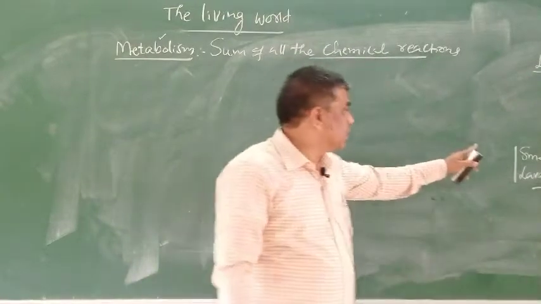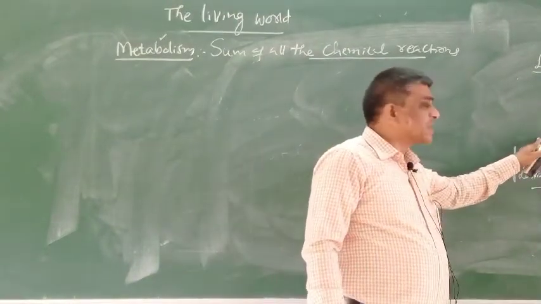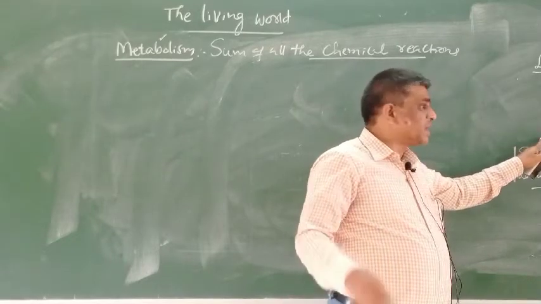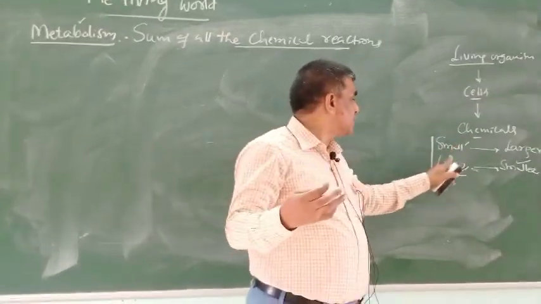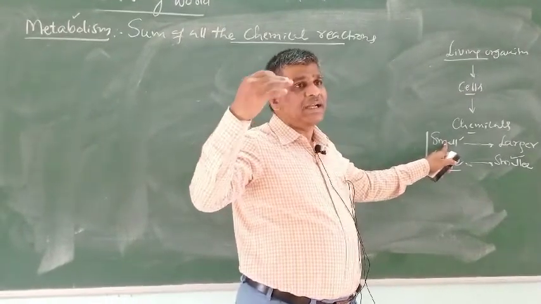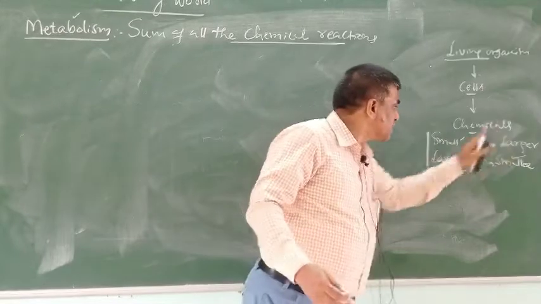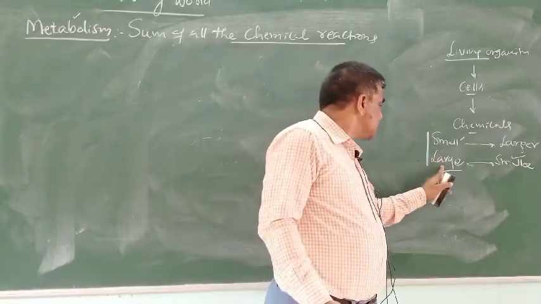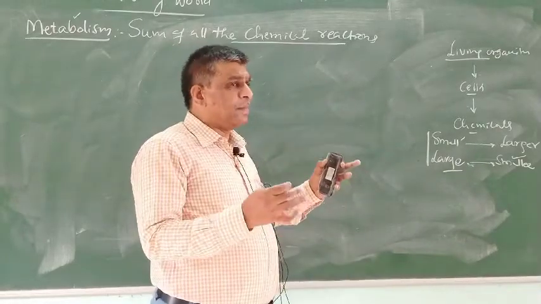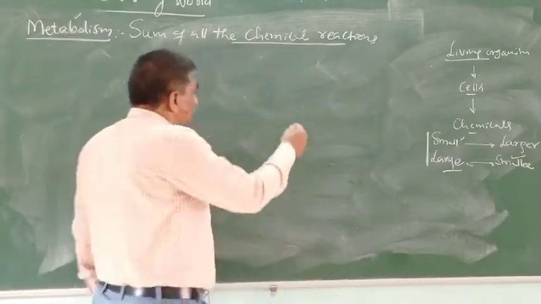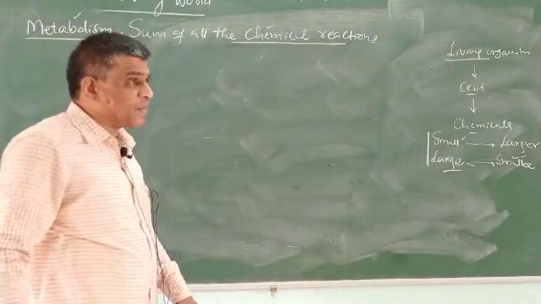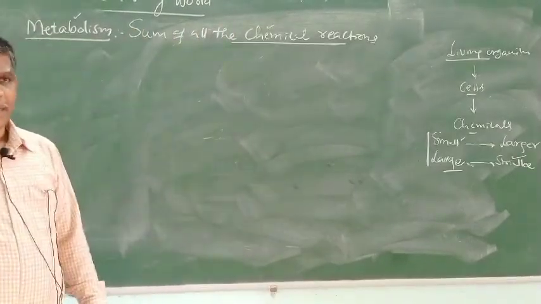I told you why these chemical reactions take place: because the body is made up of various chemical substances, and these chemical substances may be small or big. Sometimes smaller molecules need to be aggregated together to form a larger molecule. Sometimes a larger molecule requires to be converted into smaller molecules by chemical reactions. So all the chemical reactions are collectively known as metabolic reactions, and the process is known as metabolism.